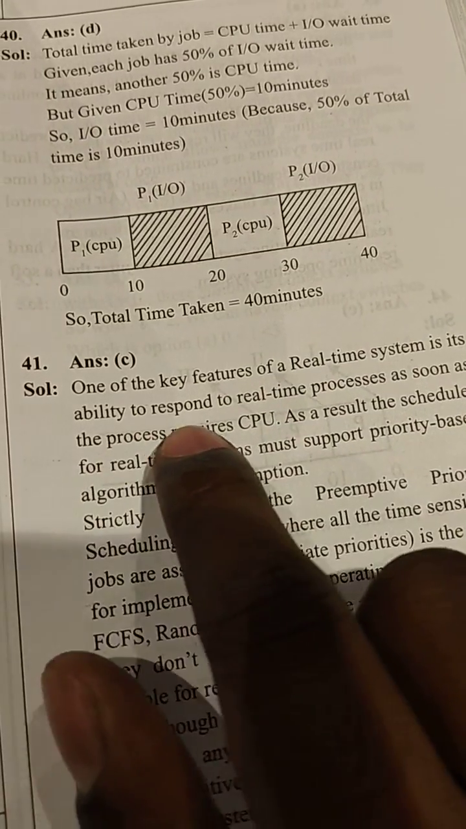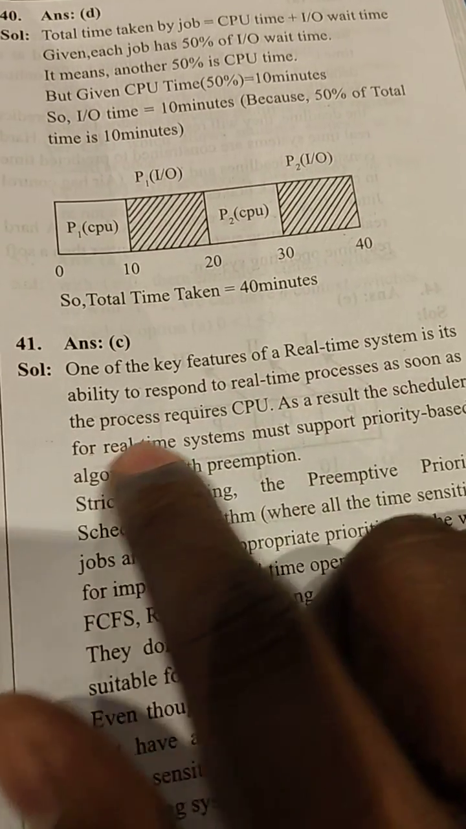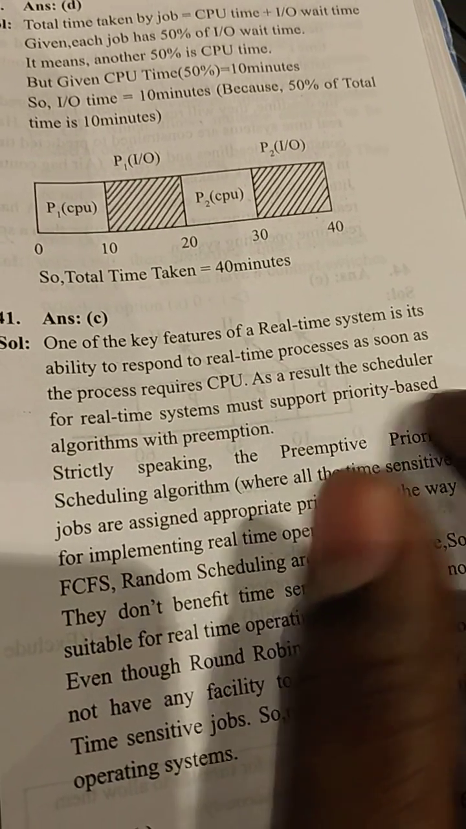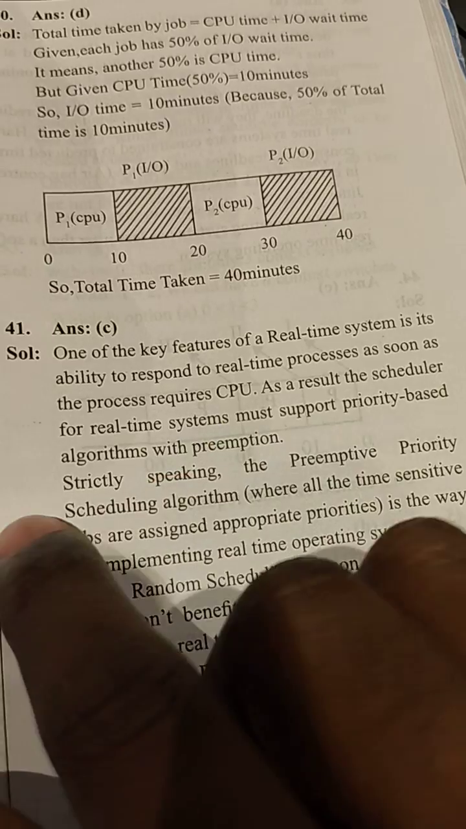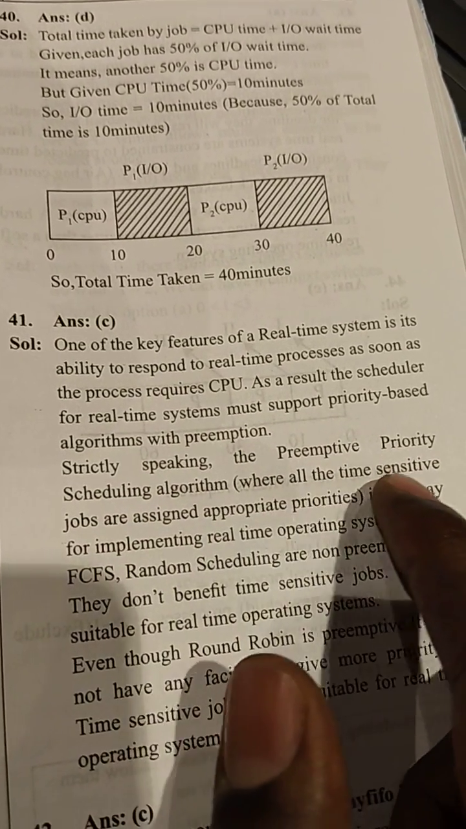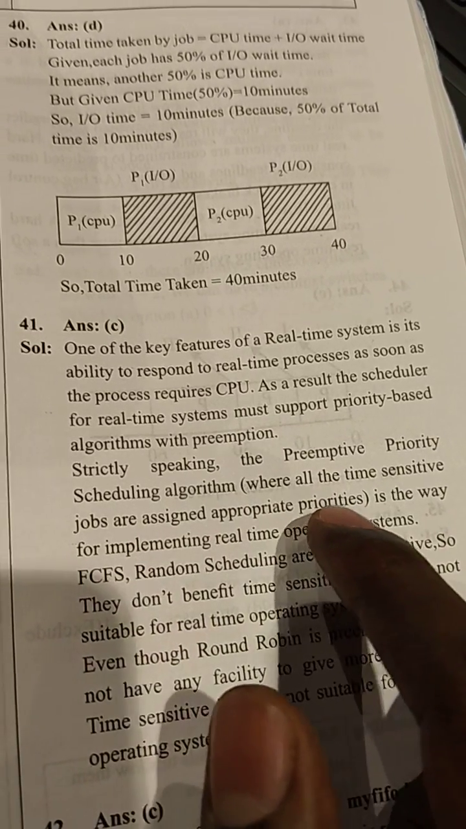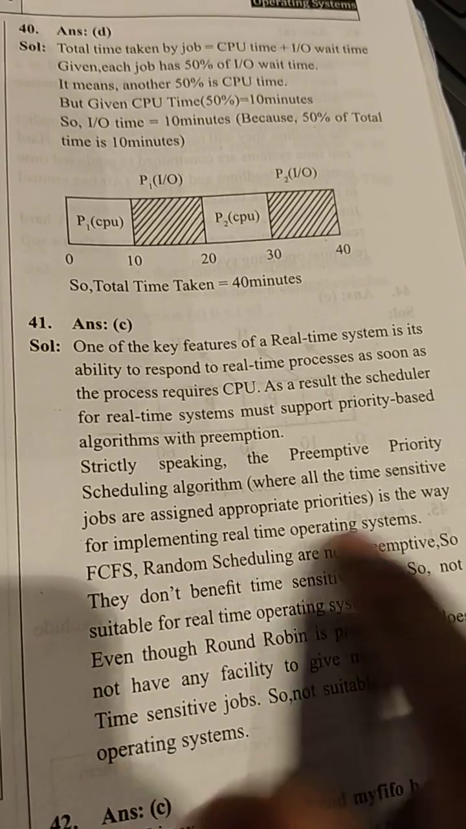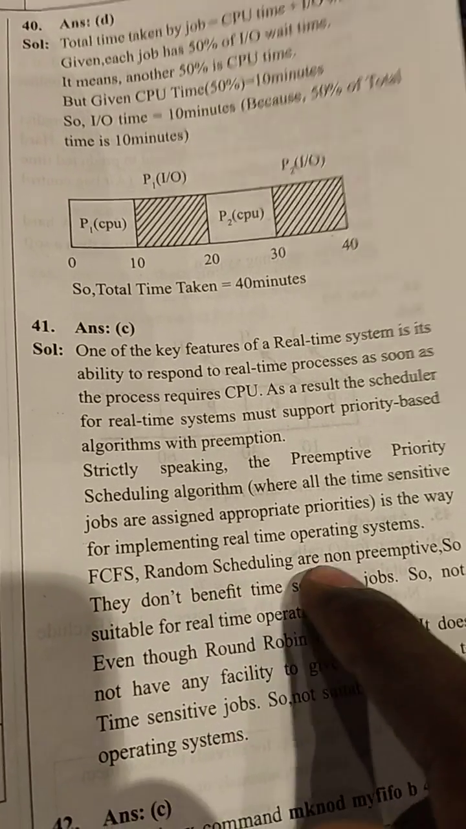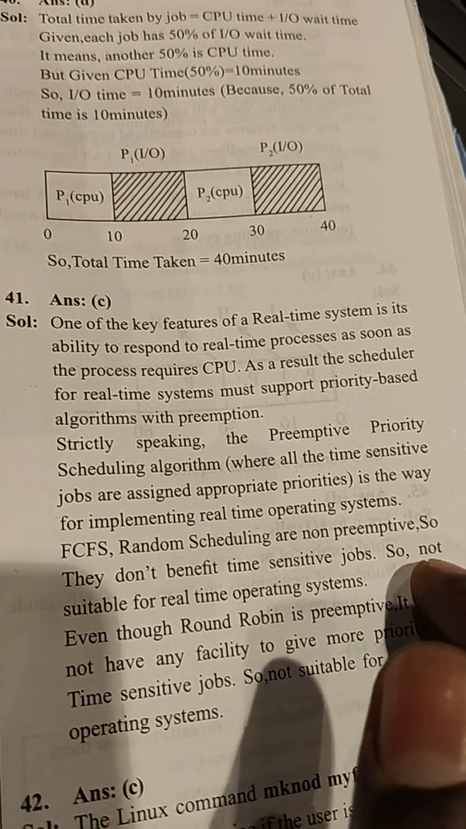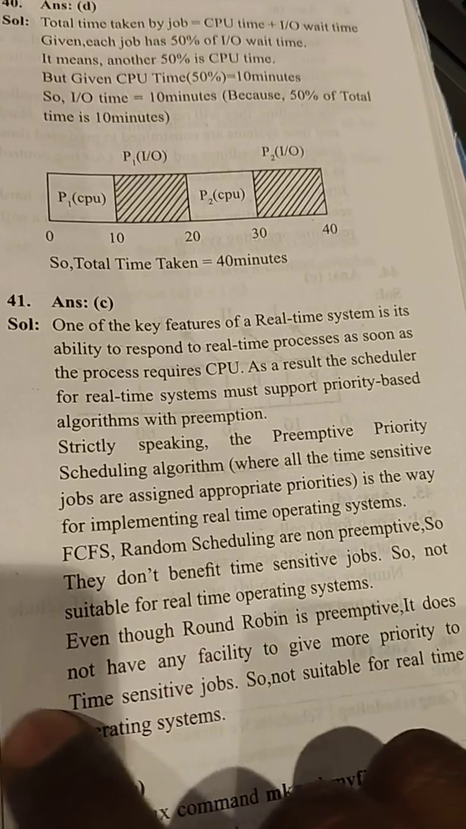One of the key features of a real-time system is its ability to respond to real-time processes as soon as the process requires the CPU. As a result, scheduling for real-time systems must support priority-based algorithms with preemption. Strictly speaking, the preemptive priority scheduling algorithm, where all the time-sensitive jobs are assigned appropriate priorities, is the way of implementing a real-time operating system. FCFS and round-robin scheduling are non-preemptive, so they do not benefit time-sensitive jobs and are not suitable for real-time operating systems.